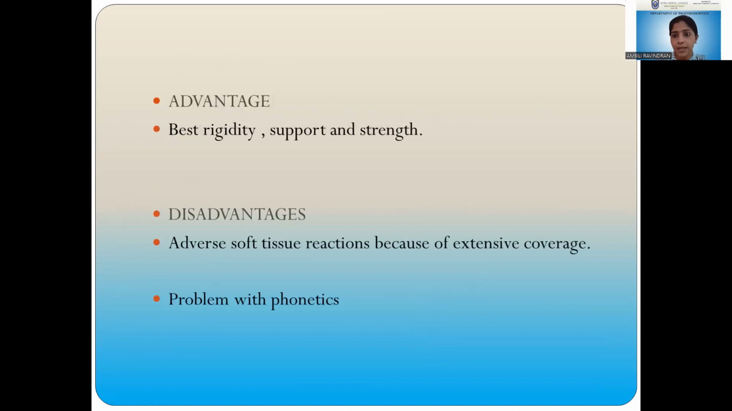Coming to the advantage, it has excellent rigidity, support, and stability. Coming to the disadvantage, because of the excessive coverage, tissue reactions can occur, and the patient's phonetics will be affected.